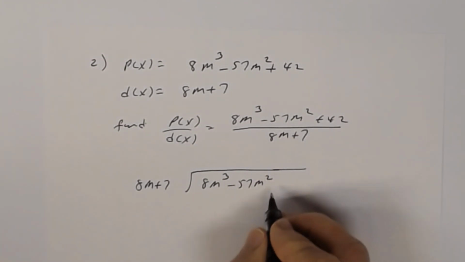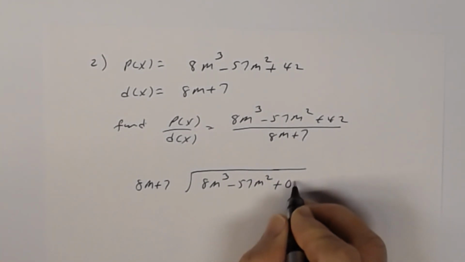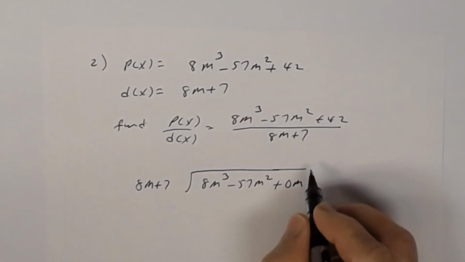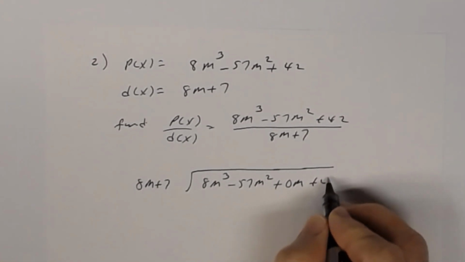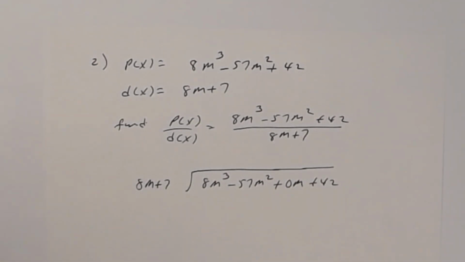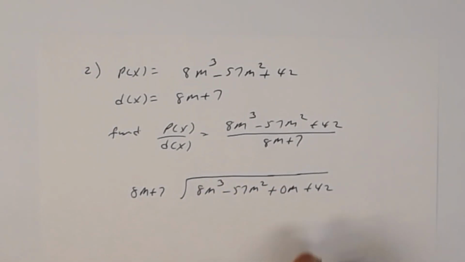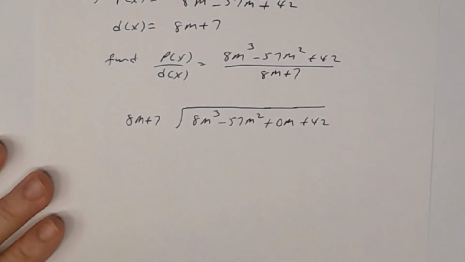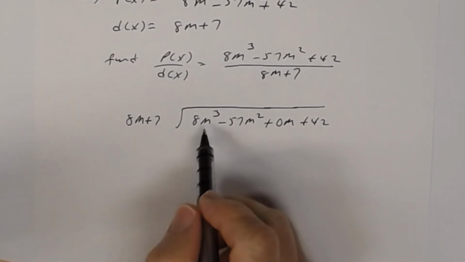In case you're missing the m term, you've got to put the 0 term there. That's your placeholder, plus 0m, and then plus 42. So it's important to have those placeholders in there. It helps with your thought processes and makes things aligned. Okay, so let's go ahead and do the division.